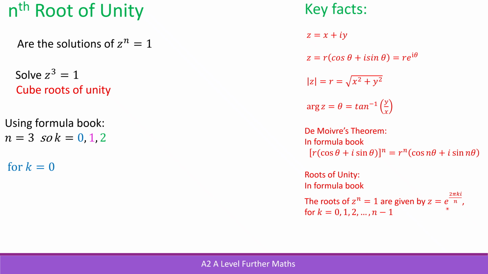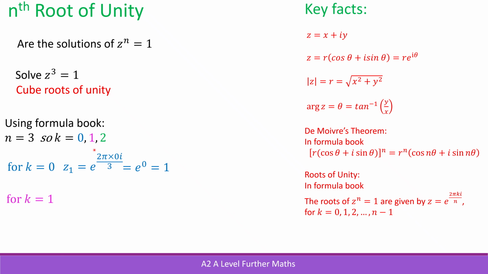So for k equals 0, I've got e to the 2 pi 0 i divided by n, and n is equal to 3. So I've got e to the 2 pi times 0 i over 3. Now anything times 0 is just going to give you 0, and e to the power of 0, or any number to the power of 0, is always 1. So my first solution is 1.